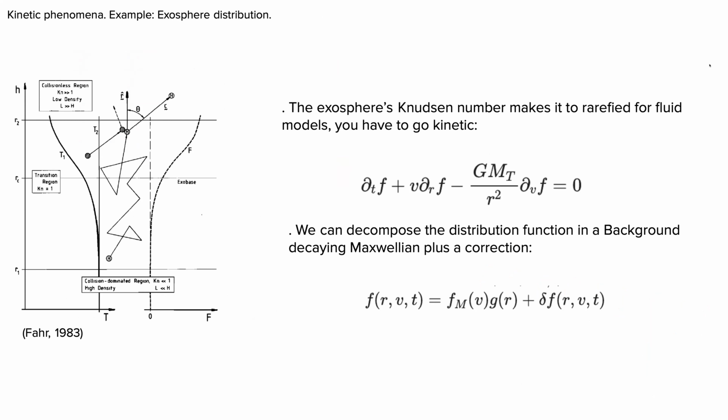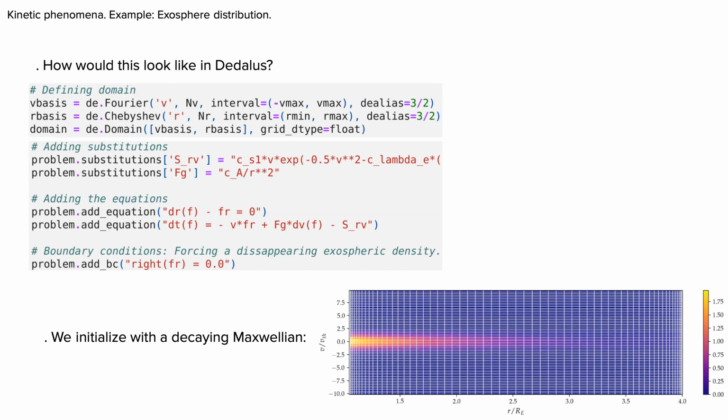So what I'm doing here is I'm going to use a distribution function of the hydrogen atoms that is going to have a Maxwellian component that decays with radius plus a perturbation. And I'm going to use Dedalus to solve for the perturbation. So in this case, again, I'm using a Fourier basis in the velocity space and a Chebyshev basis in the radius. Fourier basis is usable if you have periodic boundary conditions. But in this problem, we don't have periodic boundary conditions in the radius. So for that, we use Chebyshev.